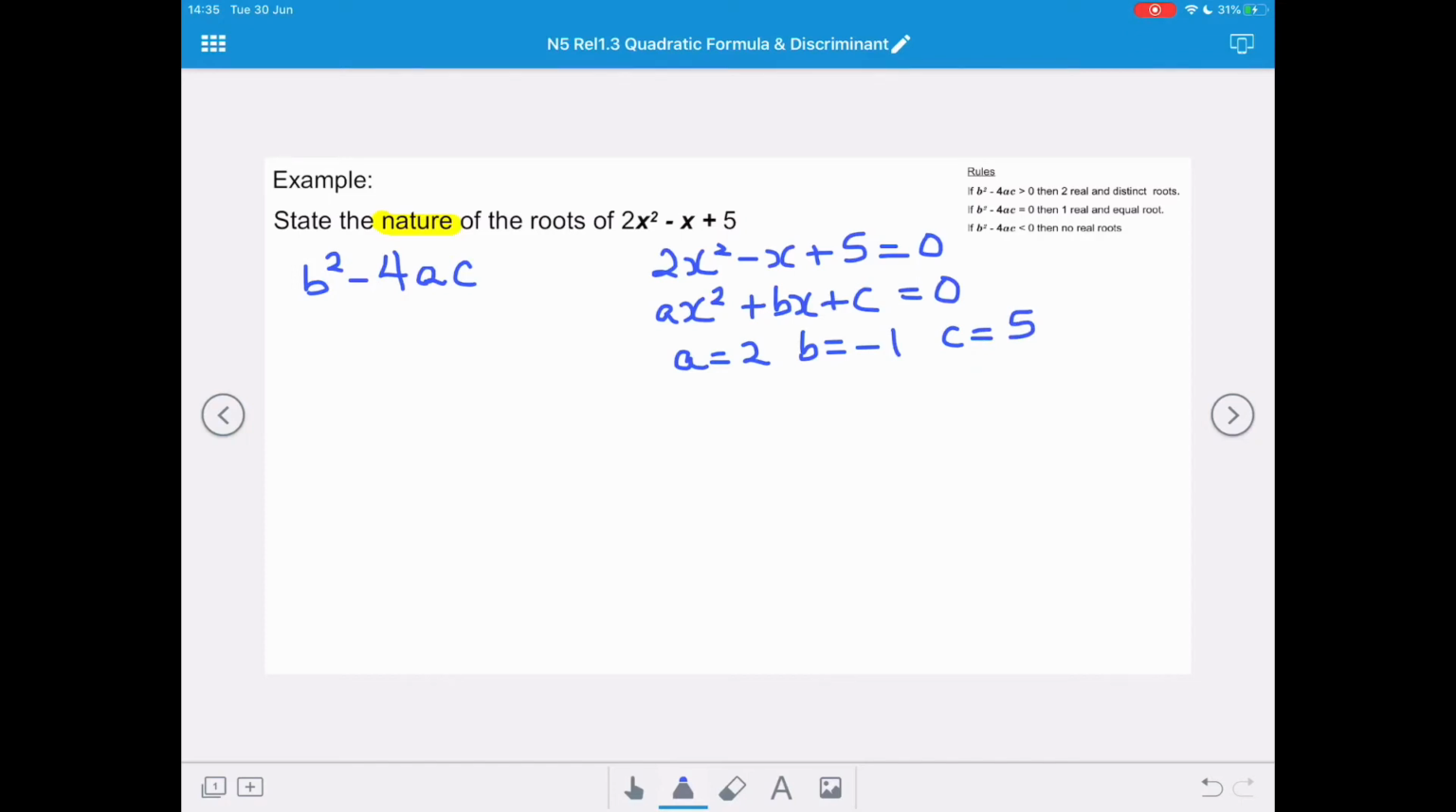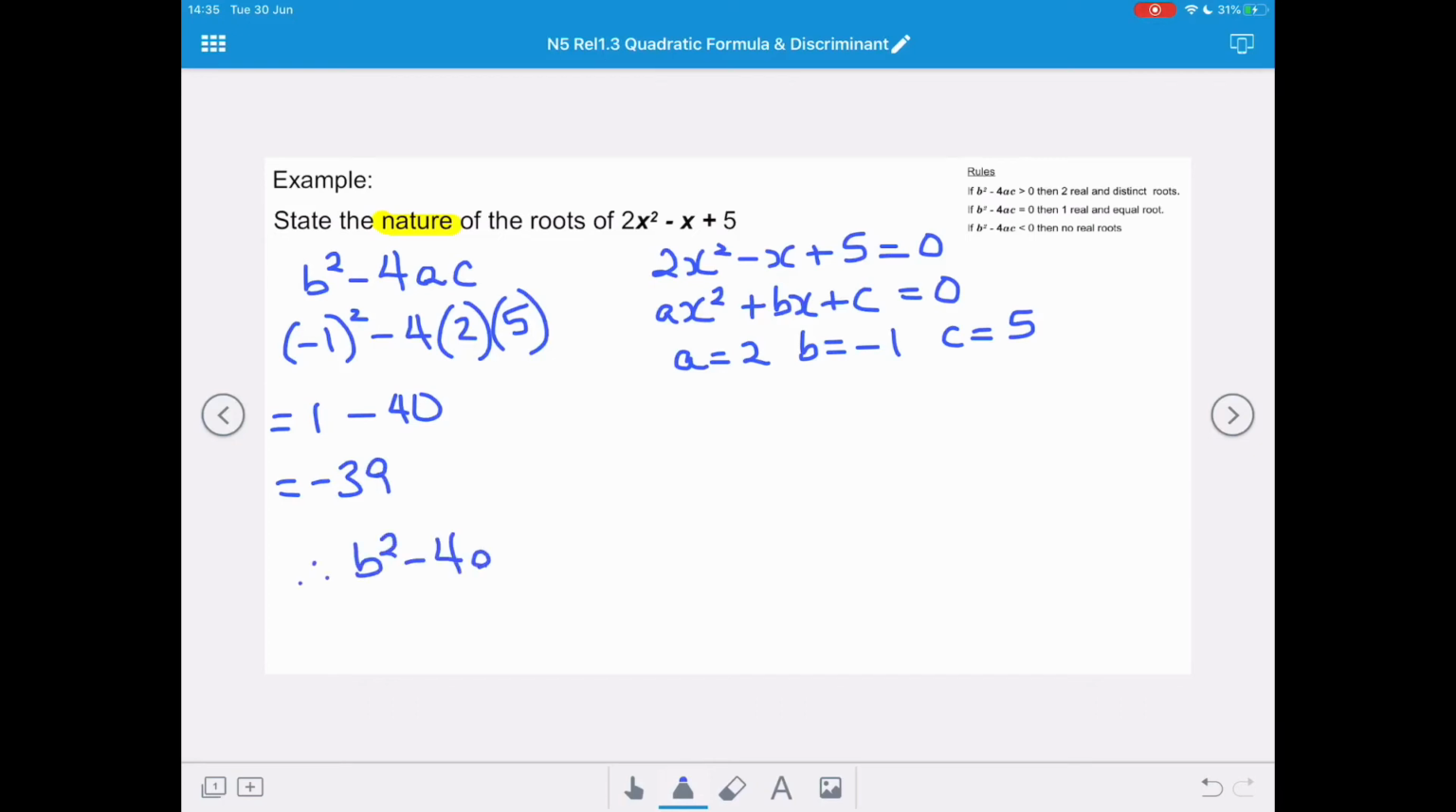And we're going to substitute these into b squared minus 4ac, and we're going to get negative 1 squared minus 4 multiplied by 2 multiplied by 5. That gives us 1 take away 40, giving us a value of negative 39. And because b squared minus 4ac is less than 0, there are no real roots. So the minimum turning point of this curve would be above the x-axis.